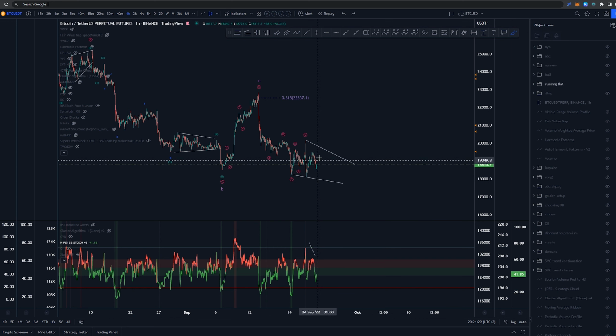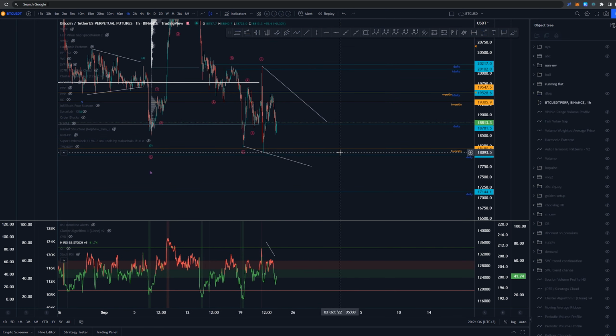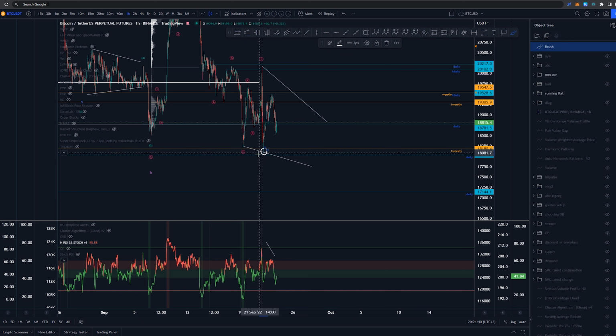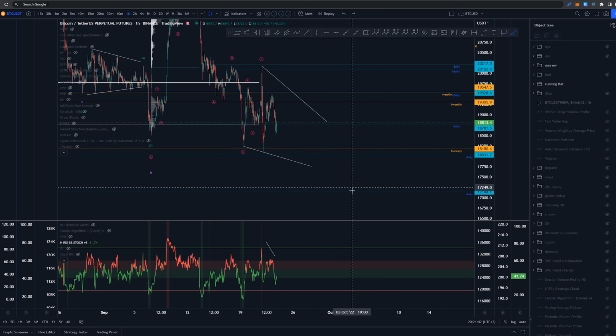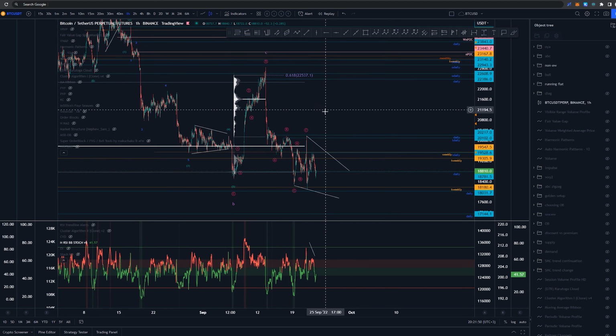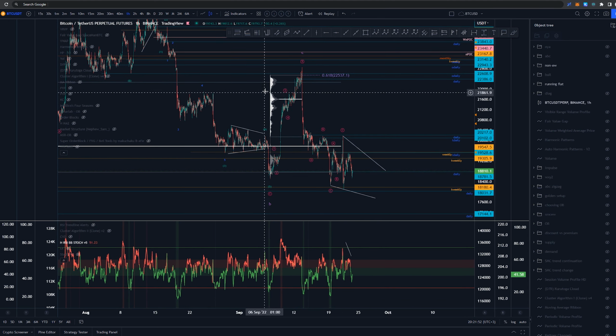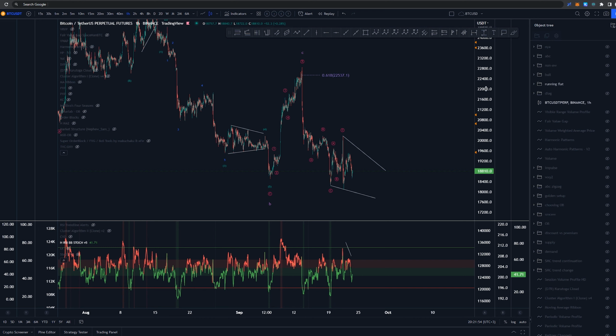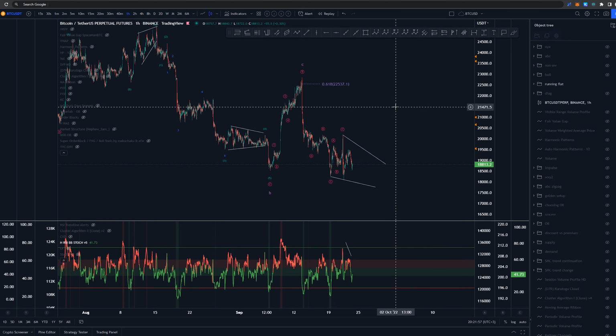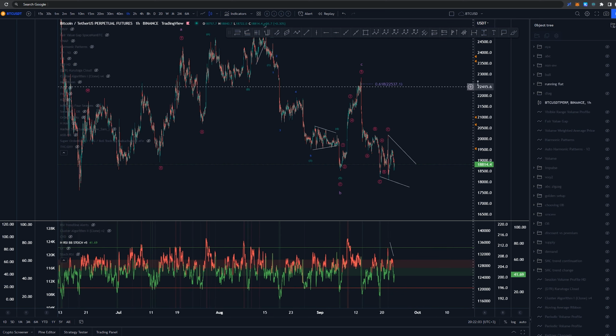Now, some of the targets we could be looking at is this daily here. This would just take out the current lows that we have. Of course, we have another daily around 17.1k. That would be another target, but I'm not quite sure which count that would be fitting. So again, I need to go through these later on, but I just wanted to get some Bitcoin thoughts out for today as well, as I hadn't had time to create anything yet.